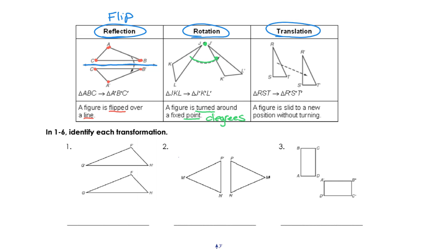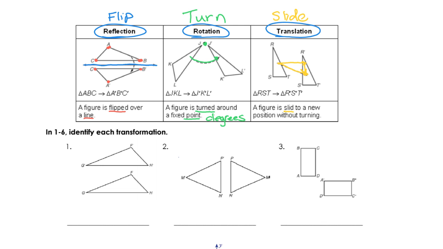The last one is a translation. They call this a slide. We will slide left or right and then up or down. So it looks like the slide is diagonal, but really what we would say is that it went to the left and then to the right, and then it went down. And that's how we get that diagonal slide. So a figure is slid into a new position. No turning, no flipping. And that's a translation. So a translation is a slide. A rotation is a turn. A reflection, we said, is a flip.